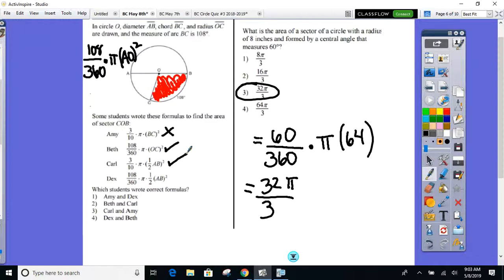Dex, maybe short for Dexter, I don't know. 108 over 360. We're good there. Times pi times 1/2 AB squared. Why is this not the same as Carl's? He's squaring the diameter, then taking 1/2. That's not the same as squaring the radius. Dex, embarrassment. So we're down to Beth and Carl. Great job. Everyone all good?